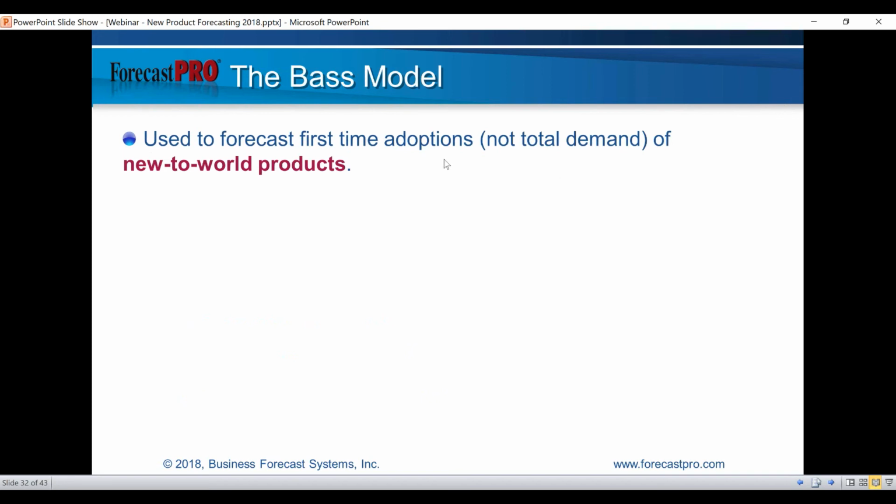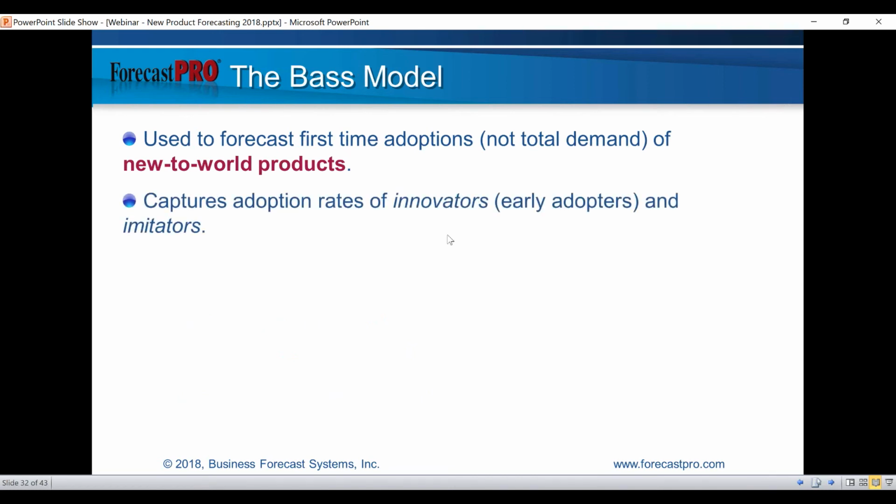But it's a little different in that we're not after total demand of a product over the first year. We're saying how many people are going to try it. And if somebody is a repeat buyer, it's not part of the model, okay? It's only first-time purchases.